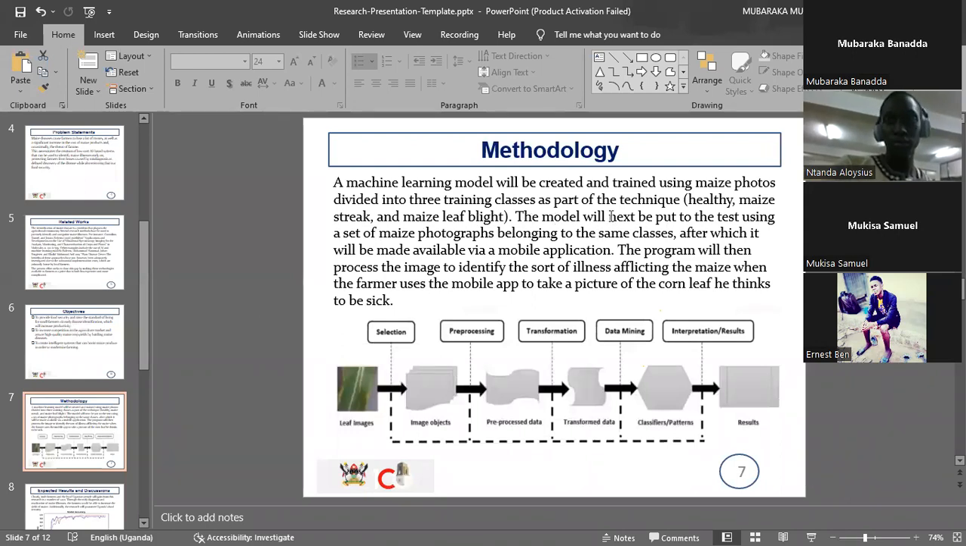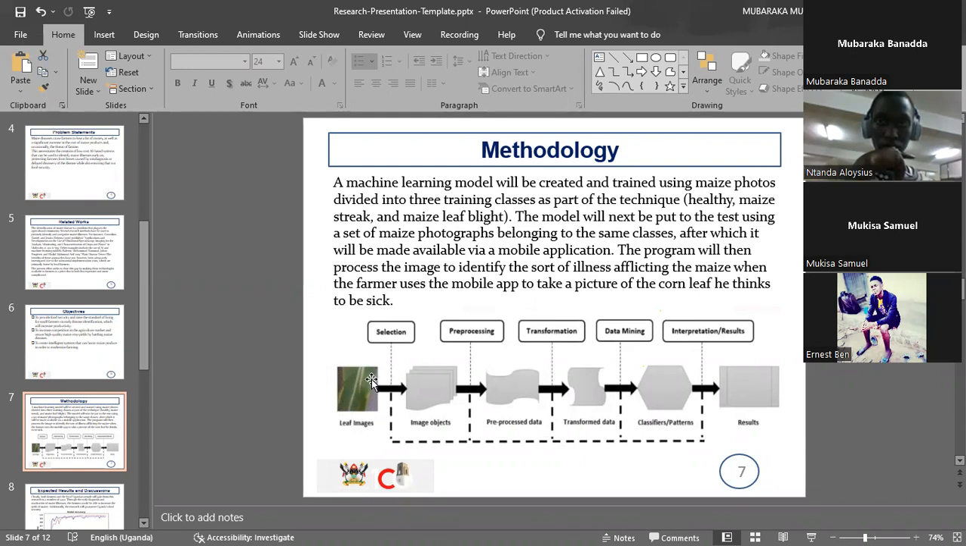The model will next be put to test using a set of maize photographs belonging to the same classes, after which it will be made available via a mobile application. The program can then be used to process the images and identify the kind of disease affecting the plant. So that's how our model will work, and this is a representation of how that will work.